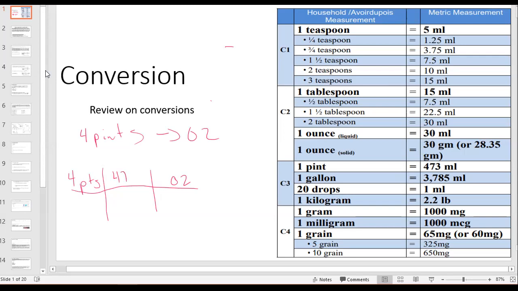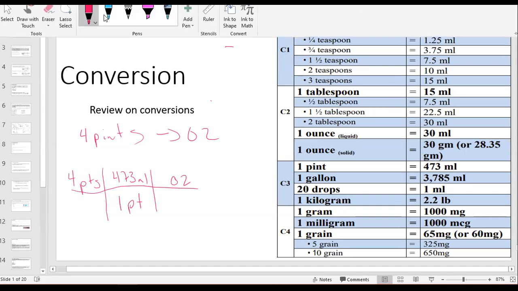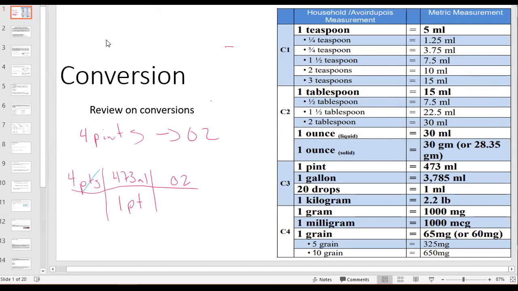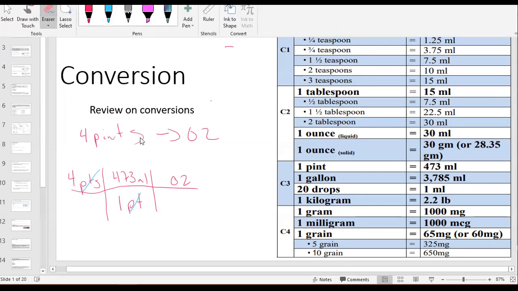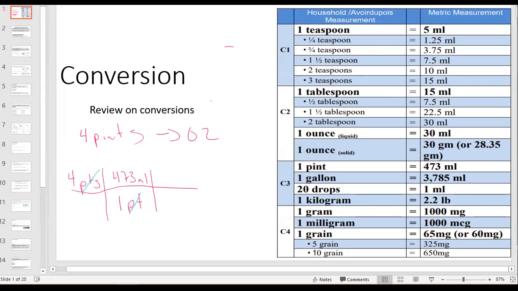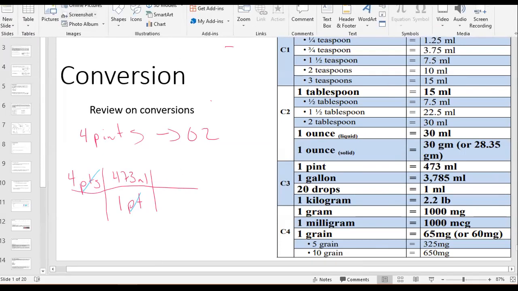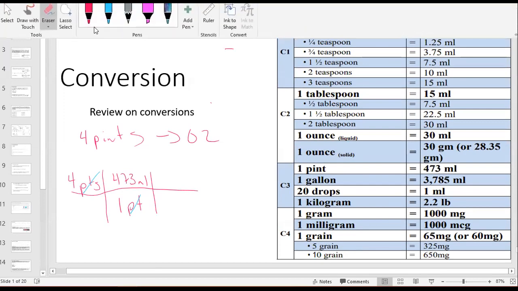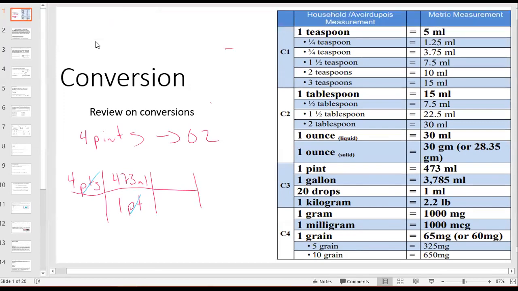Remember that we said whenever we're going from big to small, we're multiplying. So we're going to put that on the top, 473 mLs, because that'll be 4 pints times 473. And then on the bottom, we're going to have 1 pint. What that creates is that the pints will cancel. And now we cannot go straight into ounces, so we have to draw another section to it.